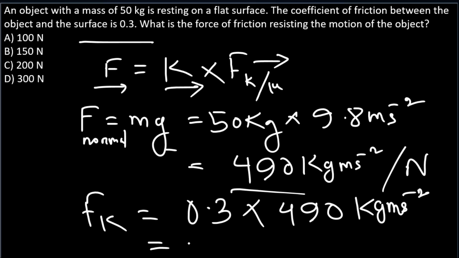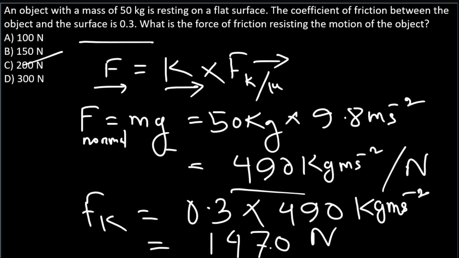So here if we calculate, 3 times 0 equals 0, and 3 times 9 equals 27. Here 7 comes and 2 is a carry, and 3 times 4 equals 12, plus 2 equals 14. So here 14, and one digit after the point. So here 147 Newton. The nearest value to 147 will be 150 Newton.